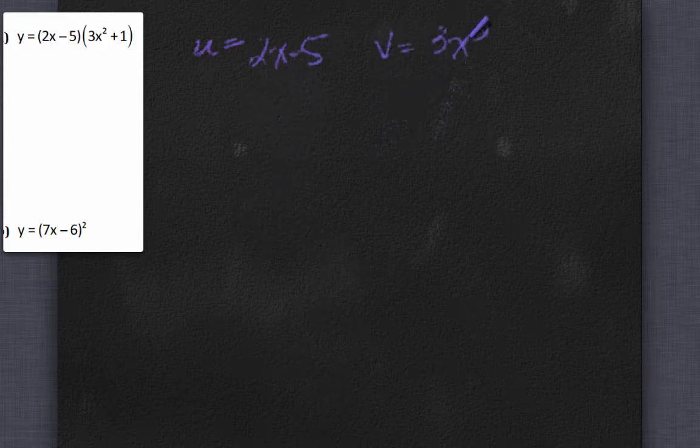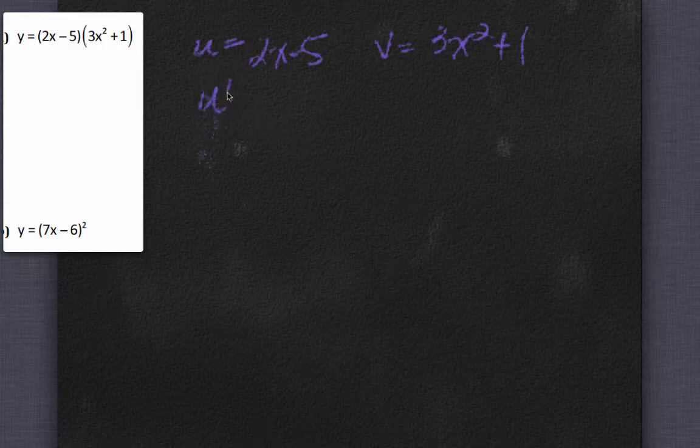Okay, so in this case, u is 2x minus 5. V is 3x squared plus 1. It doesn't matter which one you name which in the case of the product rule, because in a product it doesn't matter what order you multiply in, so you could do it either way. I usually just do whatever's on the left is u, but you, again, don't have to.